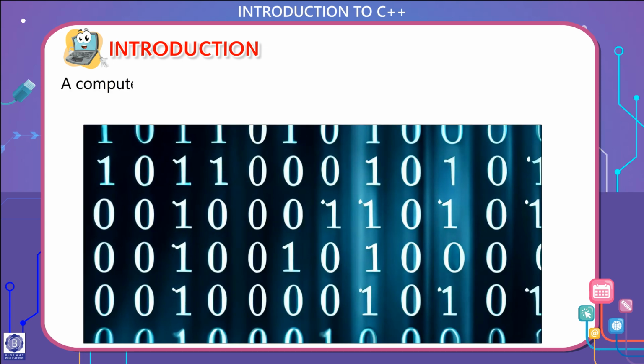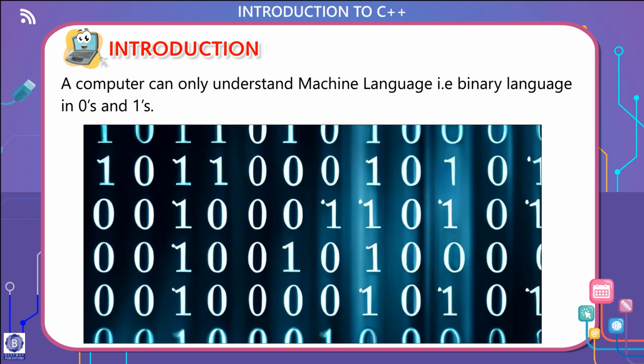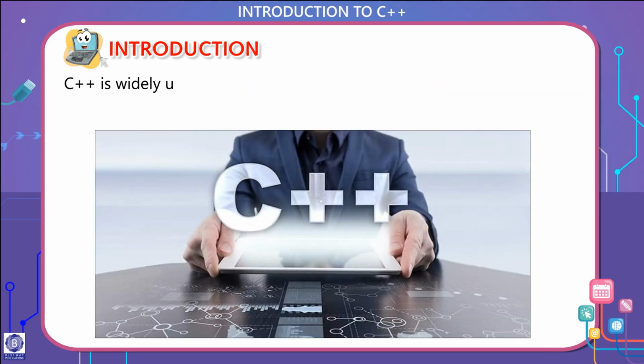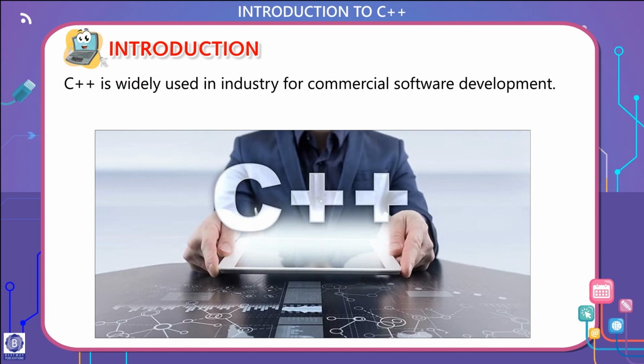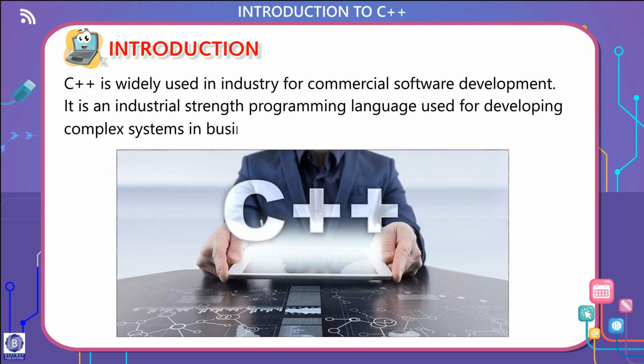Introduction. A computer can only understand machine language, that is, binary language in zeros and ones. A computer works on software which is developed using various high-level programming languages. C++ is widely used in industry for commercial software development. It is an industrial-strength programming language used for developing complex systems in business, science, and engineering.